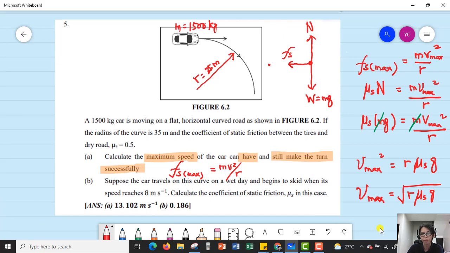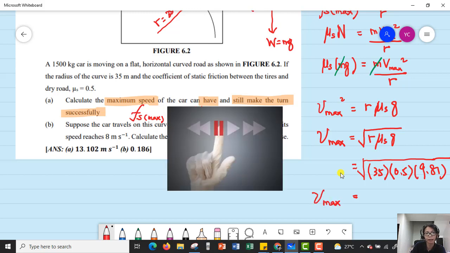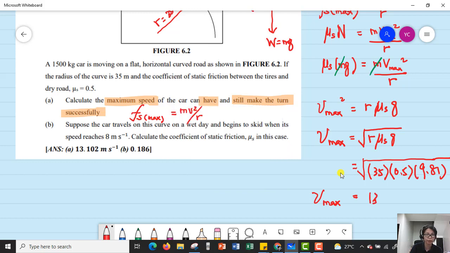Then we put in the values: square root, the radius of the circle is 35, the coefficient of friction is 0.5, g is acceleration due to gravity, 9.81. You might pause the video to calculate the maximum speed the car can have to make the turn successfully. When you do the calculation correctly, I guess you will get around 13.102 meter per second. Okay, so this is our answer for question A.